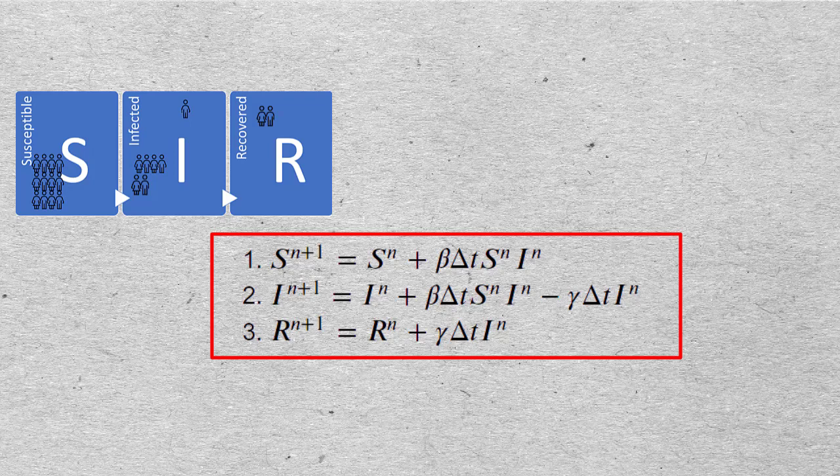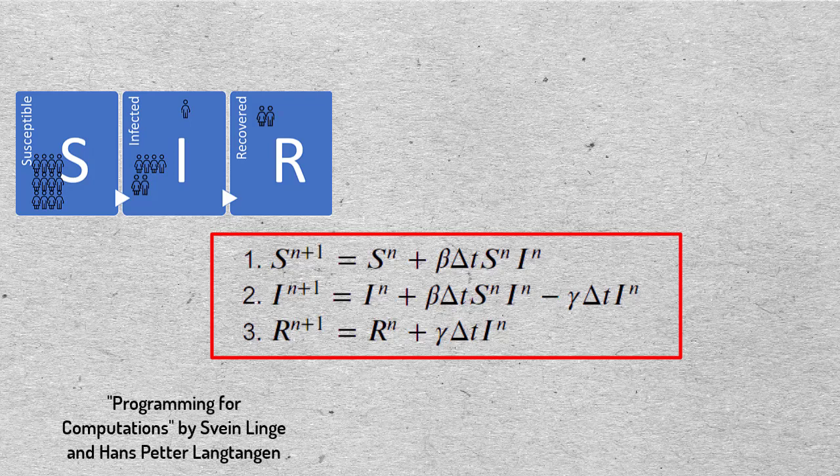Now it's time to program our SIR model for the spread of COVID-19 within a confined system. We'll use computer code from the excellent textbook Programming for Computations by Svein Linge and Hans Petter Langtangen, available for free on Amazon. We'll fire up our programming environment, namely Jupyter Notebook, where we will use the amazing Python programming language.